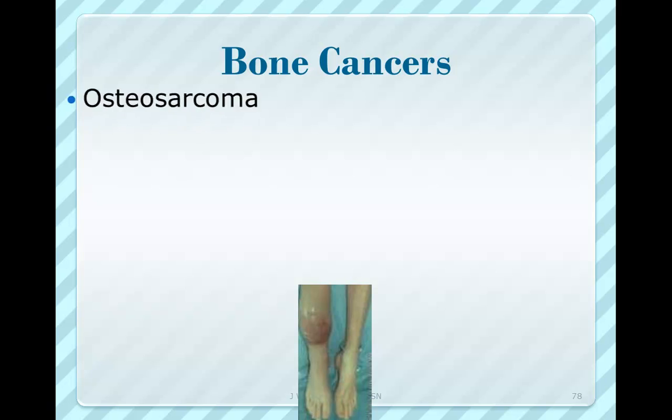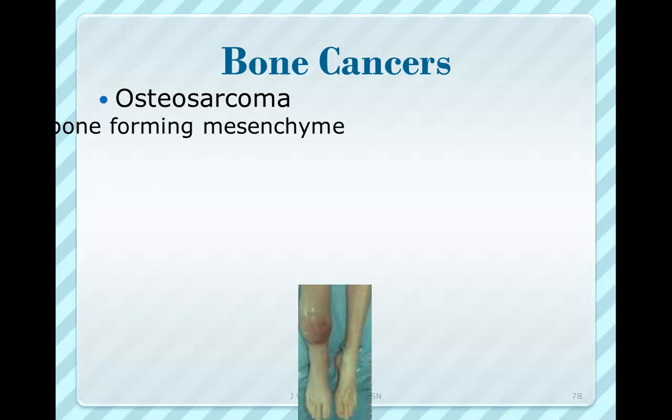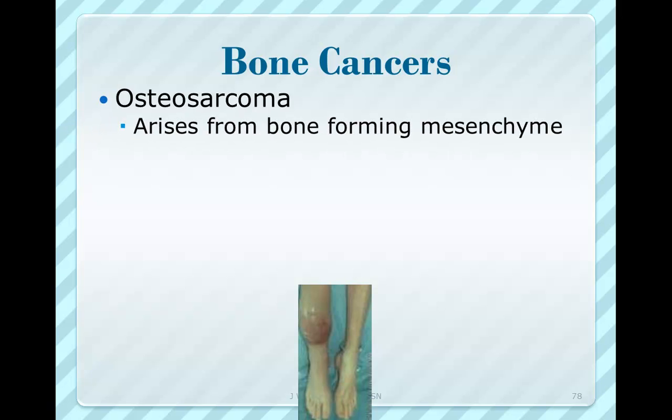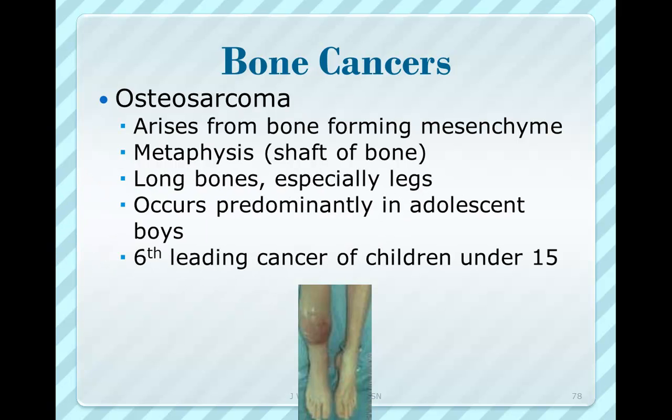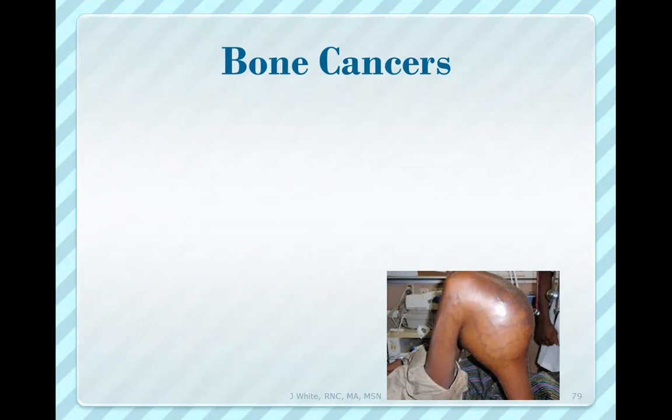Bone cancers. We have osteosarcoma, and the difference in the two bone cancers we're going to talk about is where they come from. This is arising from the mesenchyme of the bone, the middle, the metaphysis, the shaft of the bone, the mid part of the bone. It tends to be the long bones, although it can occur in other bones, predominantly in adolescent boys, and it's the sixth leading cause of cancer of children under 15.